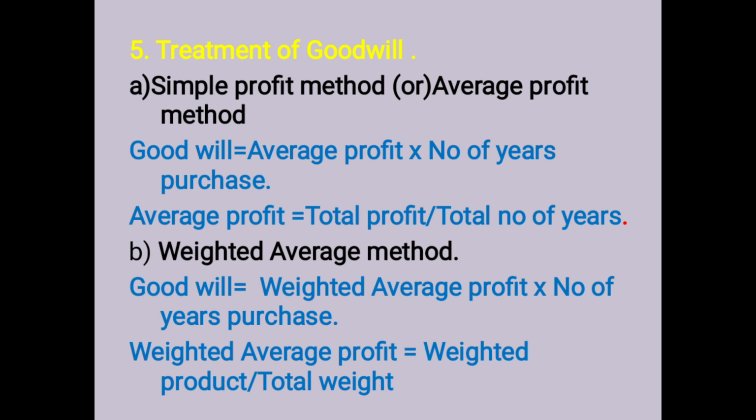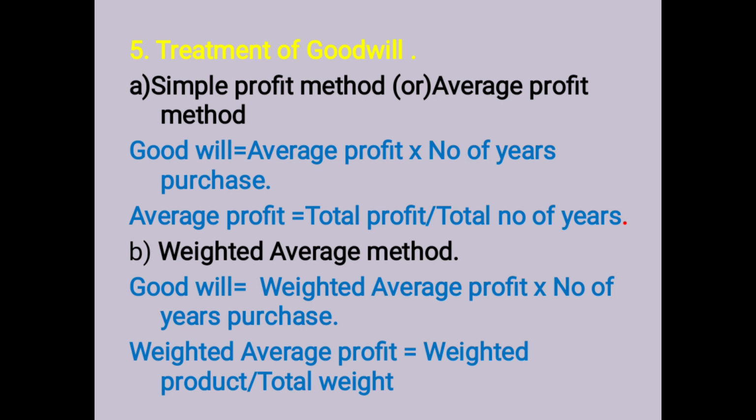The format of the goodwill treatment in the simple profit method or average profit method: goodwill is equal to average profit into number of years' purchase. So then, average profit is equal to total profit divided by number of years. Finally, we are calculating goodwill in the method of average or simple profit.